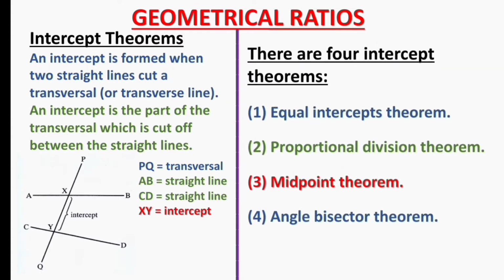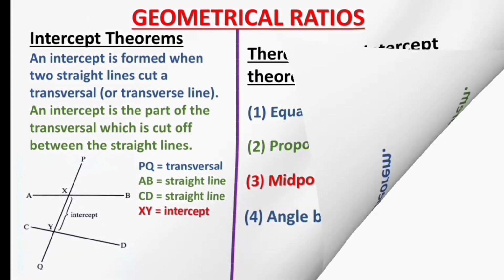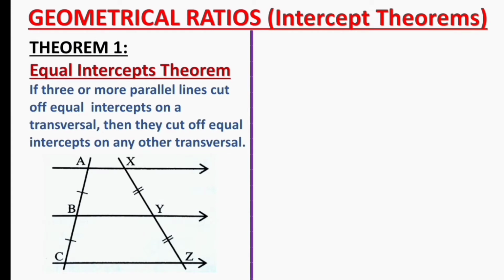We have four intercept theorems. This includes number 1, equal intercept theorem, number 2, proportional division theorem, number 3, midpoint theorem, and number 4, angle bisector theorem. Please take note of these four intercept theorems. Let's learn more about the various intercept theorems.